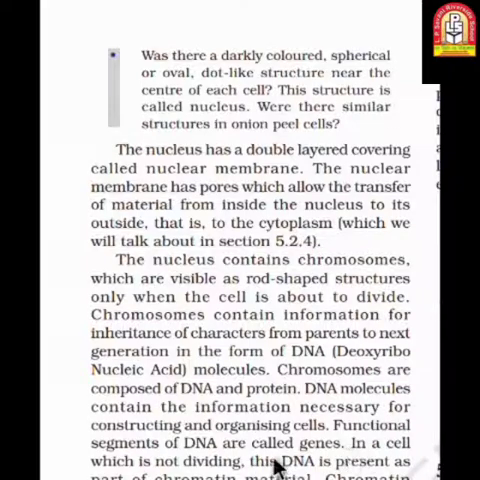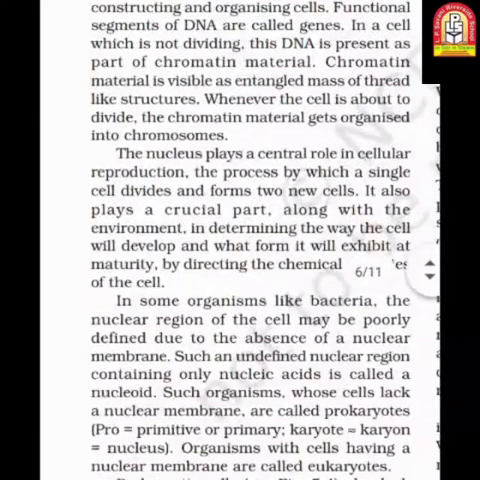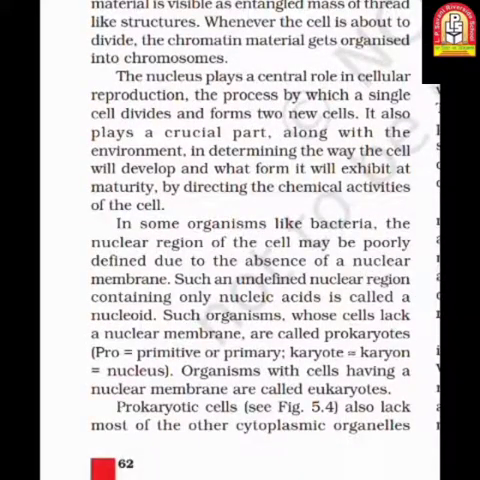genes. In a cell which is not dividing, this DNA is present as part of chromatin material. It means where the cell is not dividing, it will have chromatin material. Chromatin material is visible as an entangled mass of thread-like structure. Whenever the cell is about to divide, the chromatin material gets organized into chromosomes. This chromatin gets organized into a well-defined structure at the time of cell division.